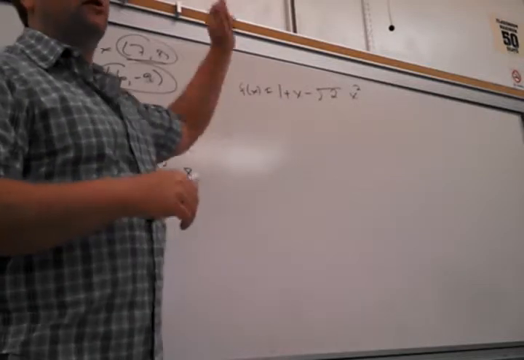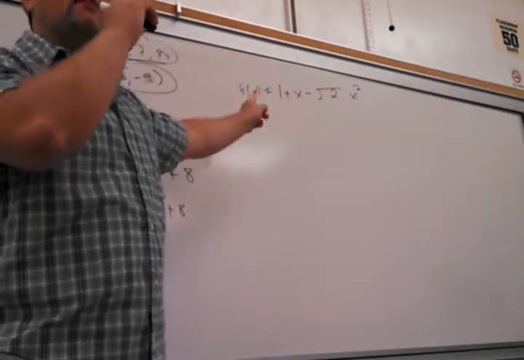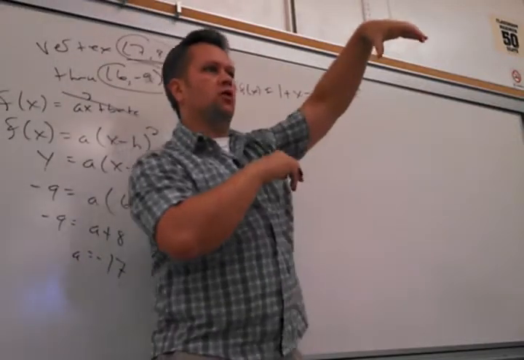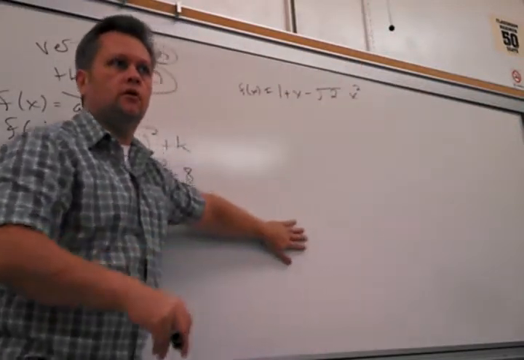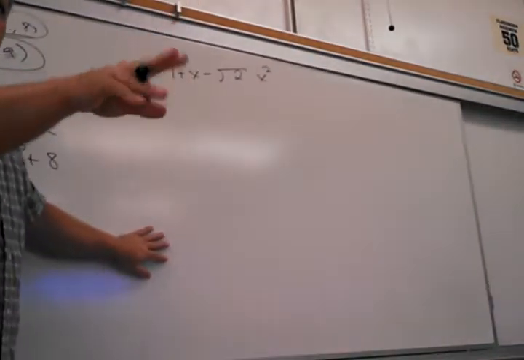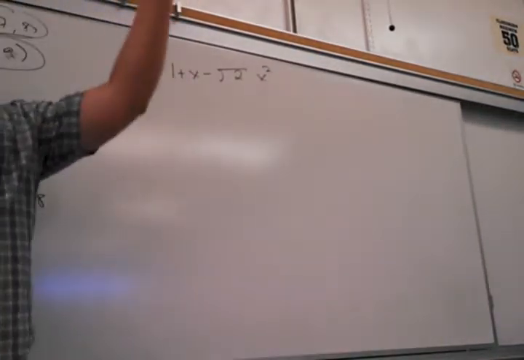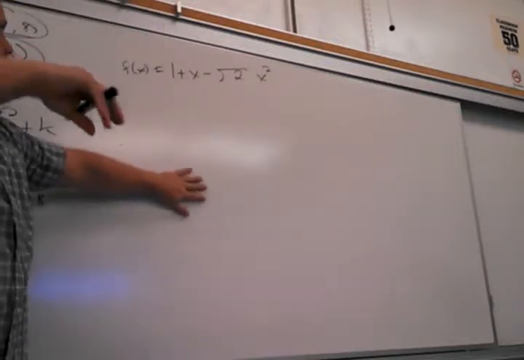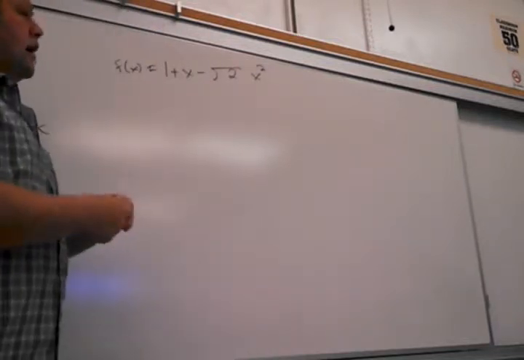The graphing calculator should be able to do that, right? Why does this have a max? Because there's a negative in front of the x squared, so it's going to open down. On the graphing calculator, we all should be able to do the maximum function. It'll ask you left bound, right bound, guess. How do I find the maximum by hand?